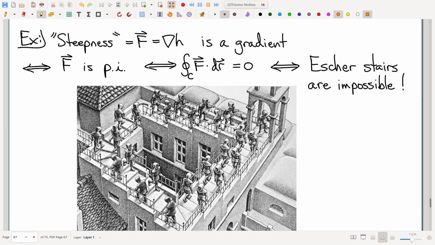And let me just flesh that out. Let's talk about what I like to call the steepness vector field. And by steepness, all I mean is the vector field that points uphill, whose magnitude is how steep it is in that uphill direction. And of course, we know from long ago that's the gradient of the altitude function, right? So we've got a gradient. We know gradients are path independent. And if you think about it, the steepness field dotted with dr is keeping track of your altitude changes.